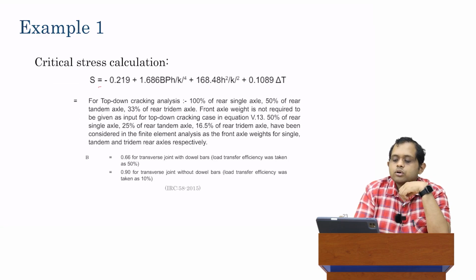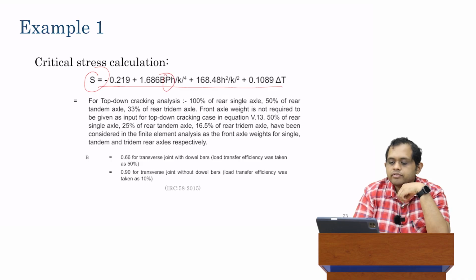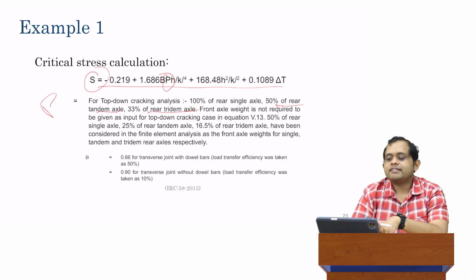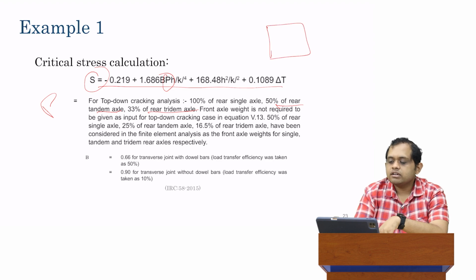Secondly, you would use this equation over here for calculating the critical stress. Here, S again is in megapascals. What is interesting to note is you have this term P. The other terms I've defined before. For top-down cracking analysis, P is 100% of the rear single axle, 50% of the rear tandem axle, and 33% of the rear tridem axle. So if you have a single axle, you use all of it. If you have a tandem axle, you use half. If you have a tridem axle, you use 1/3 as the value of P.